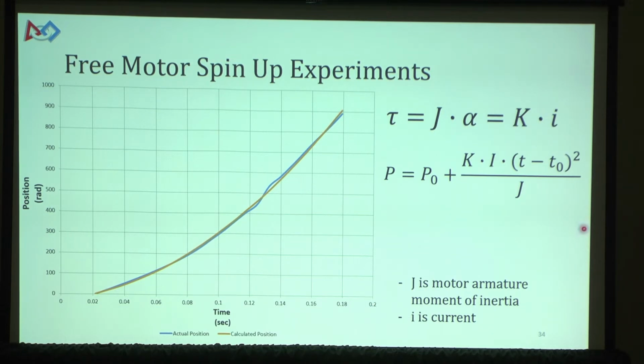And in the second equation, P0 represents an arbitrary starting position, and T0 represents an arbitrary starting time. We don't measure either of these, but we do find these values when we are looking at the oscilloscope data. And if you look closely at the graph, you're going to see a little squiggle right here in the actual position. That squiggle is actually an artifact of the oscilloscope switching scales.